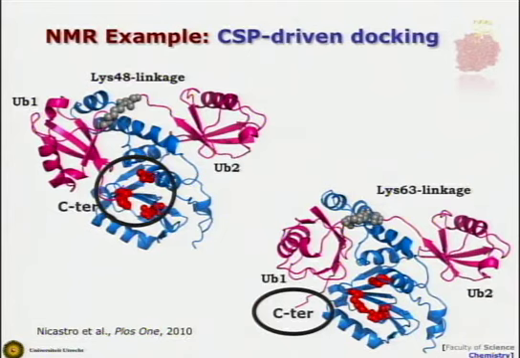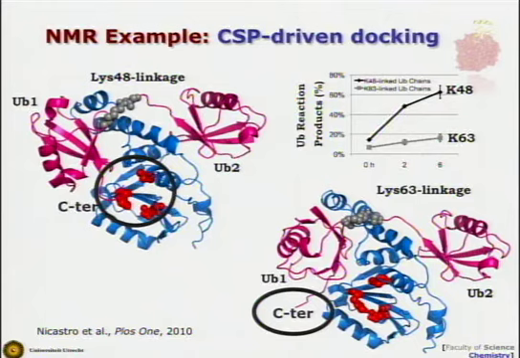We did not impose restraints to bring it there. You could have put restraints there, but we wanted to have that as an independent data to validate the solutions. 63 linkage, it's not fitting as well the NMR data, and the C-terminal is a bit more remote, although if you put flexibility in this, you can probably bring it toward the binding site.